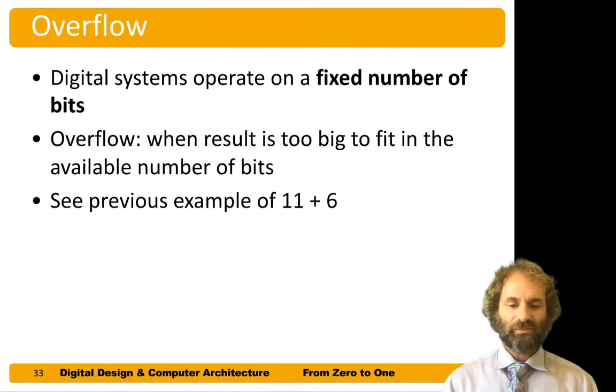So digital systems often operate on a fixed number of bits, and overflow would occur when the result is too big to fit in the number of available bits, like when we added those two 4-bit numbers and we get a 5-bit result. Often the extra bit is discarded, which would lead to a potentially incorrect result.